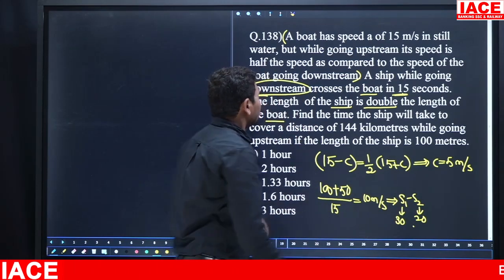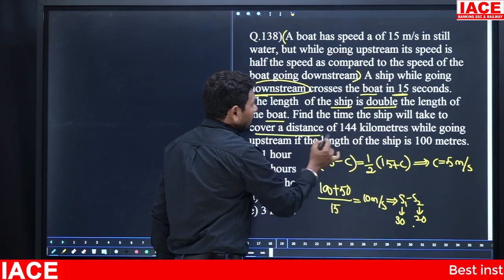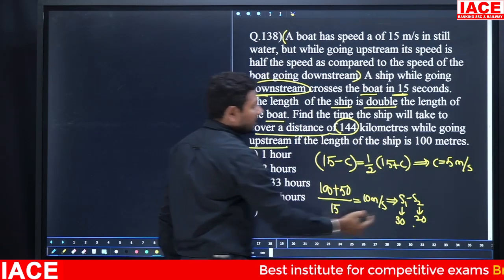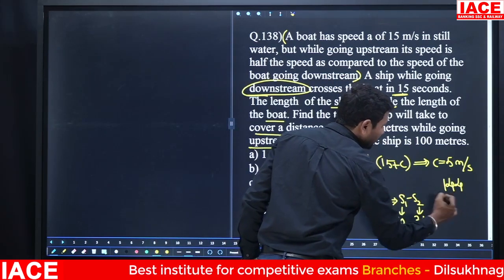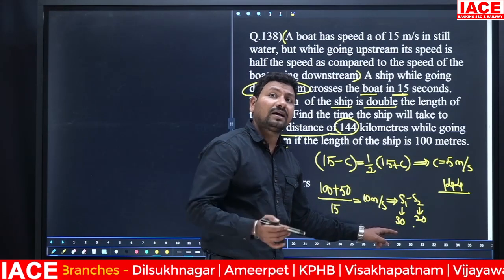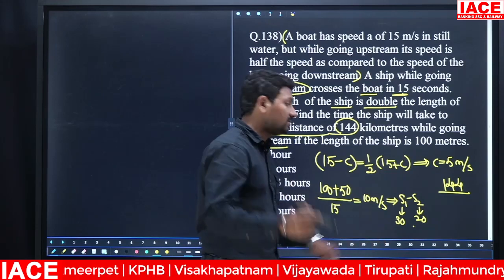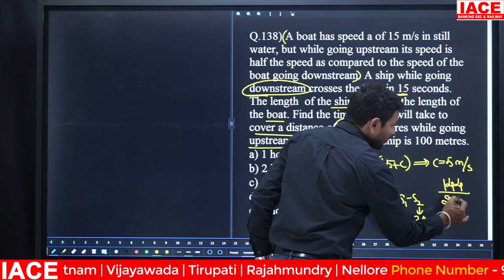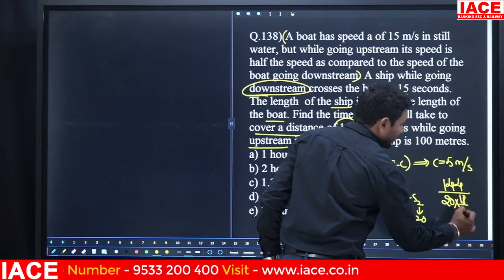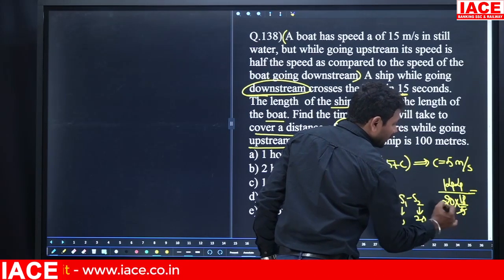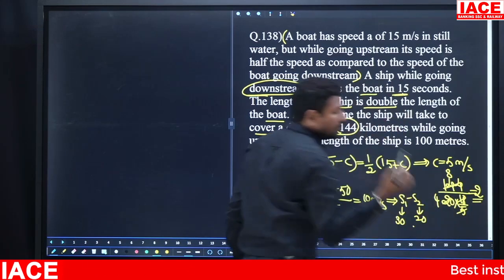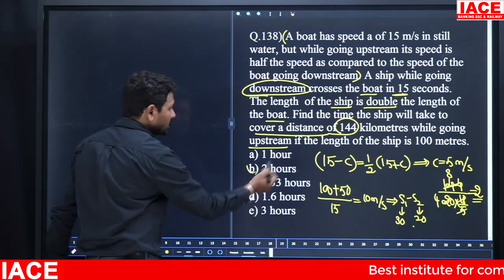Now the question is to find the time the ship will take to cover a distance of 144 kilometers going upstream. Downstream is 30 meters per second, normal is 25, and upstream becomes 20 meters per second. Convert meters per second into kilometers per hour by multiplying by 18 by 5. Simplify: 5 into 20 is 4, 4 times 18 is 72, and 144 divided by 72 is 2. So the journey is 2 hours, which means option B.